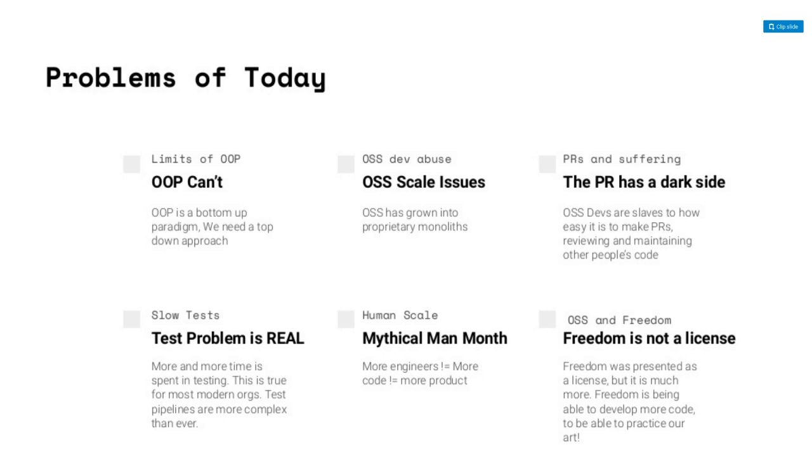And the last thing I want to mention here is that there's more to freedom. I should change. I shouldn't say freedom is not a license. I should say there's more to freedom than a license. Just because we make something open source, it doesn't necessarily mean that we deliver freedom to the developer.